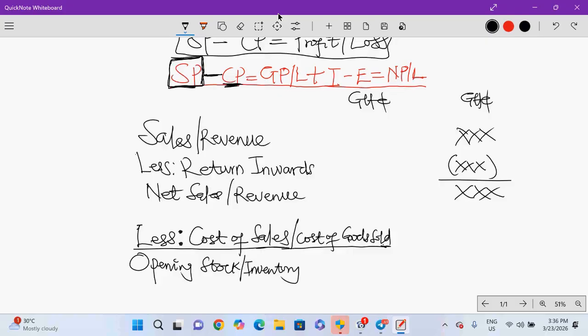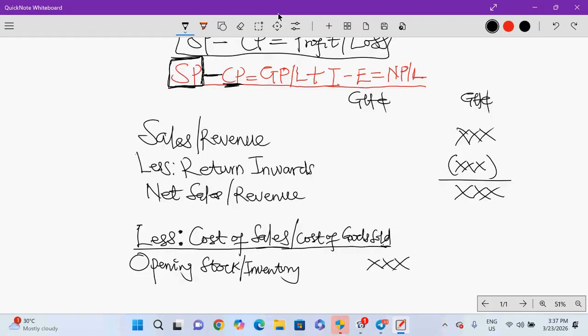Opening stock, or the opening inventory. This opening inventory is the previous inventory from 2025 that we were not able to sell. That is the balance brought down from 2025 that we were not able to sell in 2025. We are going to start selling them in 2026. So we will start with them as opening stock. So the opening inventory will come.